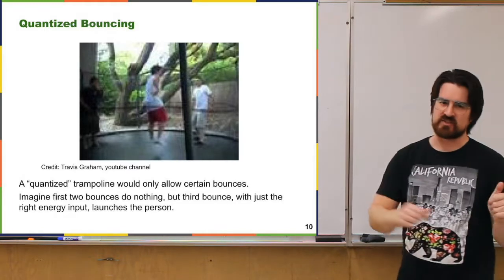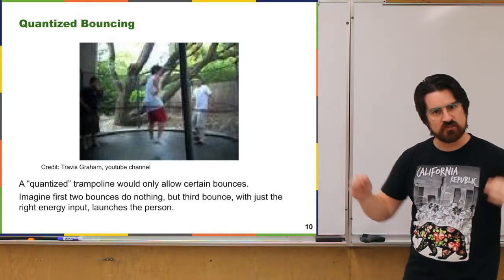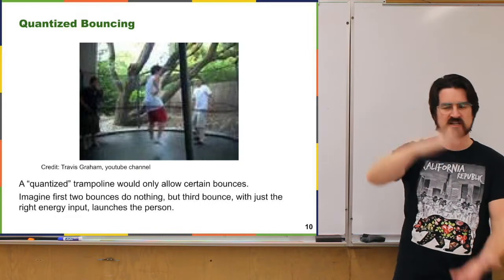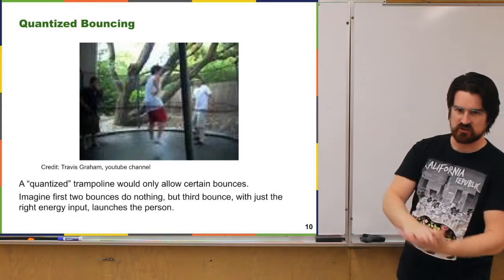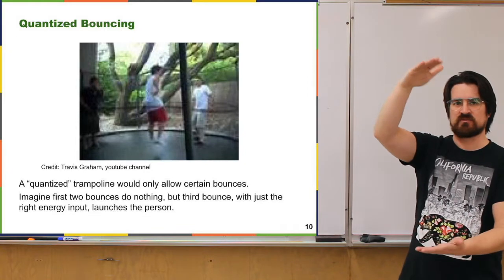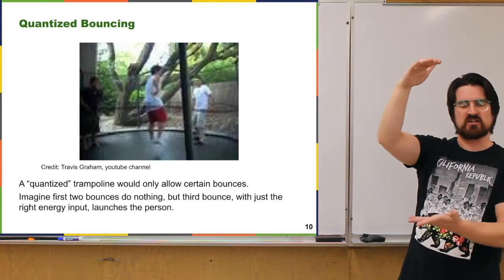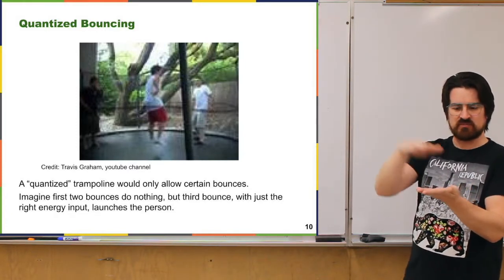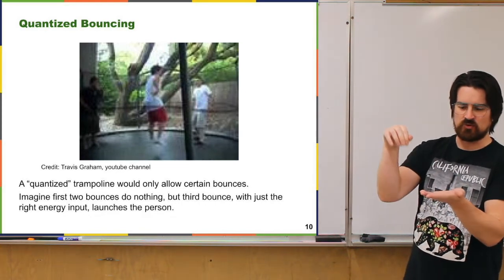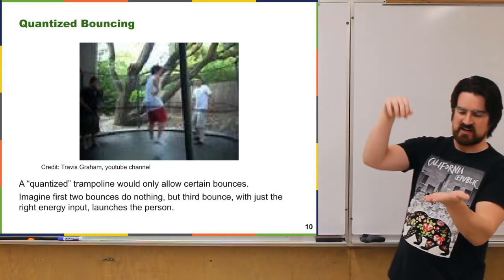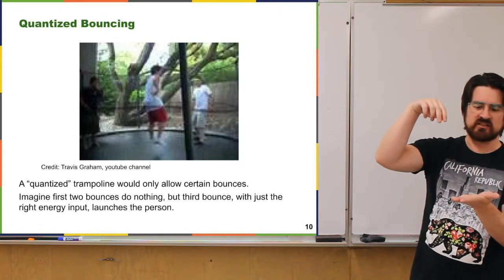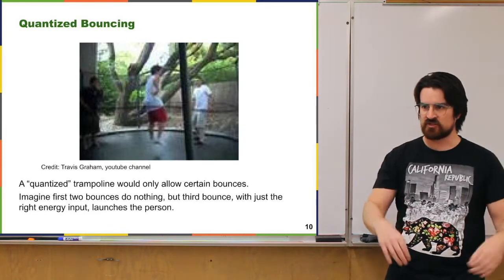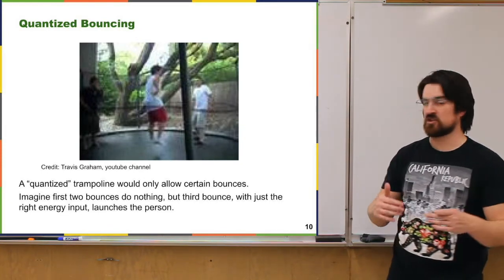If this was a quantized trampoline, then those little bounces wouldn't actually be able to transfer any energy. Only that big bounce is possible. Only that is a transfer of energy, right? That's the smallest quanta of bouncing energy you could have. So when these kids are doing small bounces, the kid in the middle wouldn't be moving at all. It would only be until the two kids on the outside are able to put in the right amount of energy that the kid would just get launched. That's an example of continuous energy being added versus discrete energy transfer.